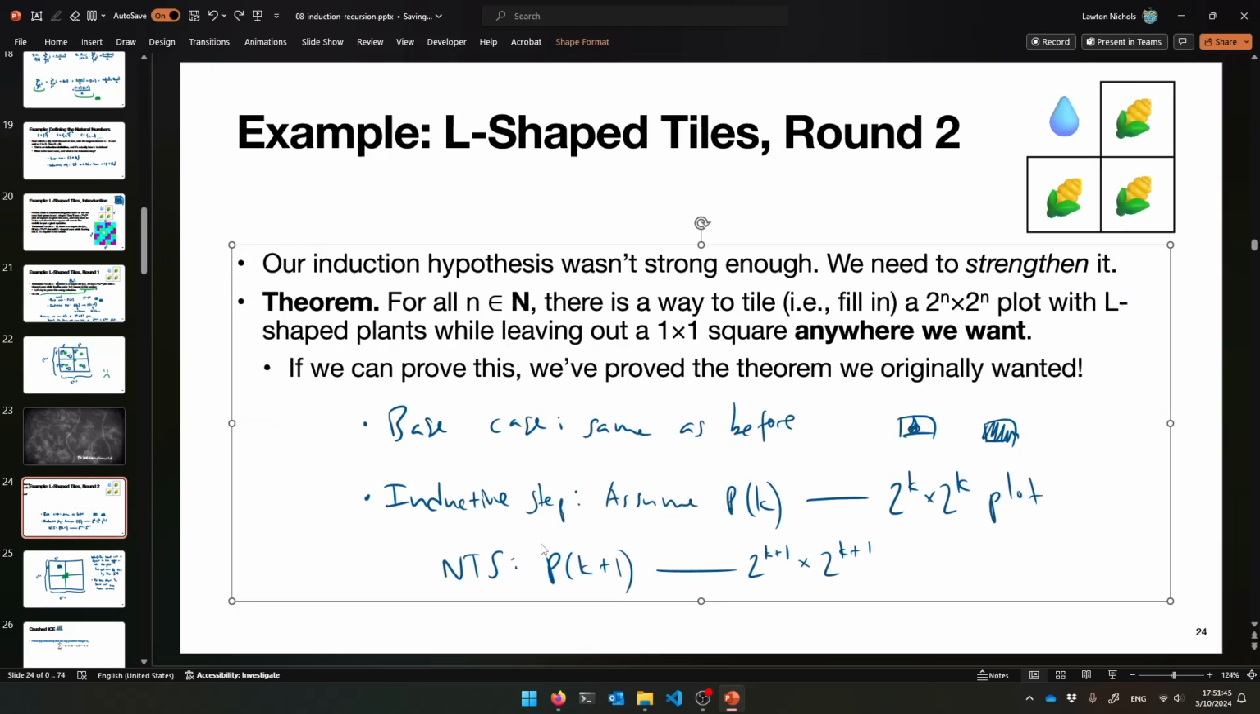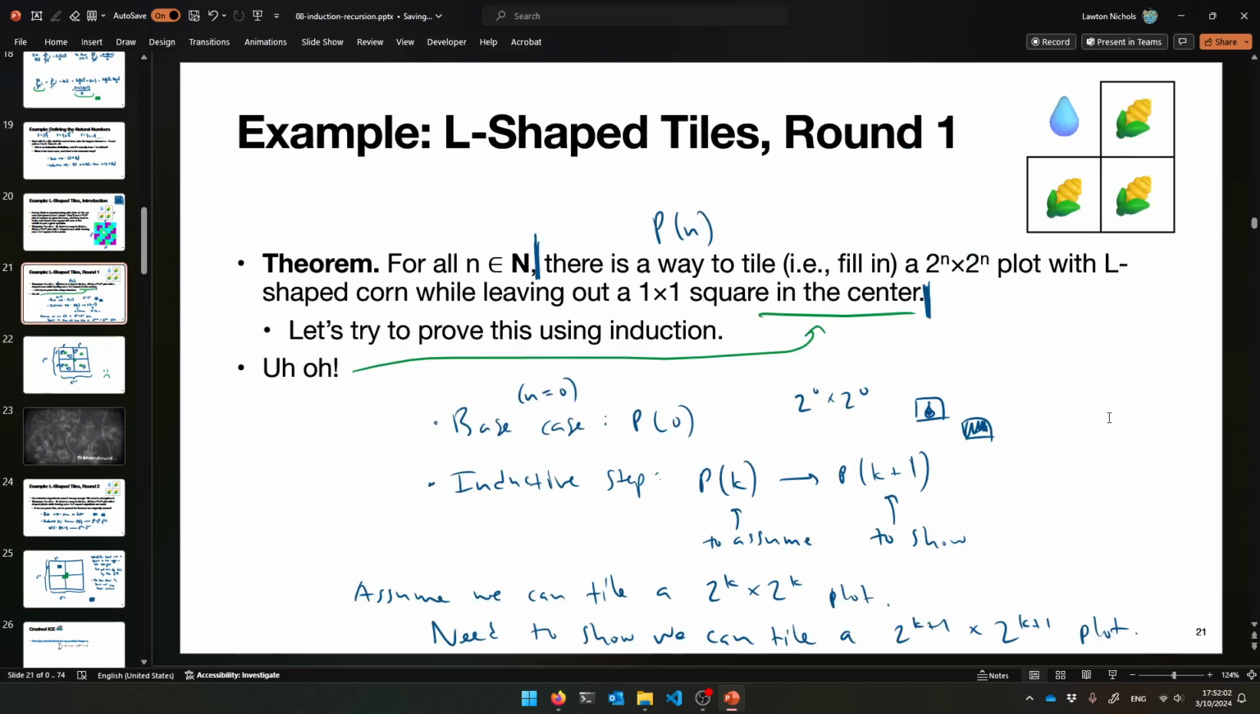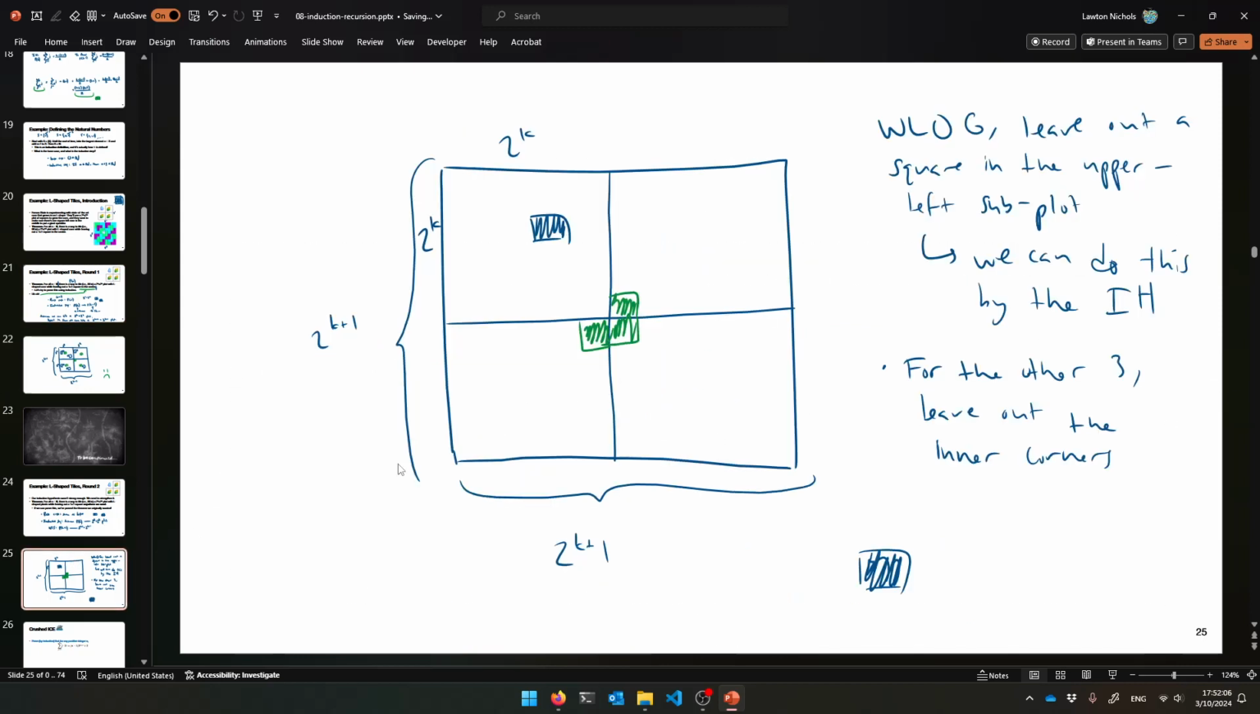And so that was the inductive step with the base case. We have just proven this theorem. There is a way to tile any 2^n by 2^n plot with these plants while leaving out a 1 by 1 square anywhere we wanted to. And so this was actually easier to prove. QED, it's done. And that implies our original theorem, which is great, because now I can leave one out in the center like I really wanted to. I just needed a stronger proof, a stronger inductive hypothesis to get me there.